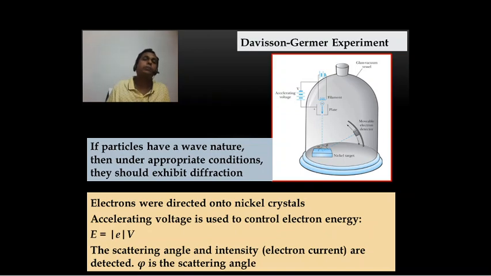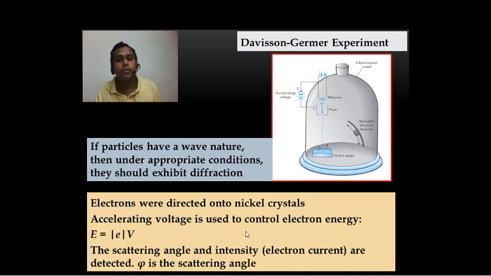So as per de Broglie concept, particles exhibit wave nature. If particles exhibit wave nature, they should exhibit wave properties like diffraction or interference, etc. Actually, this is the essence of this Davisson Germer experiment.